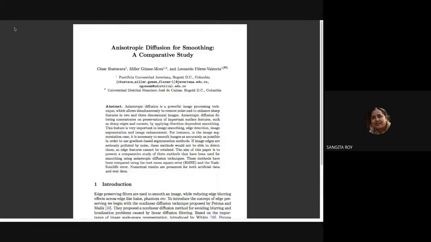We will study this review paper, then in the subsequent class we will go to the exact paper. It's the first paper that discussed this topic. So for today's lesson, we will study anisotropic diffusion for smoothing, a comparative study.